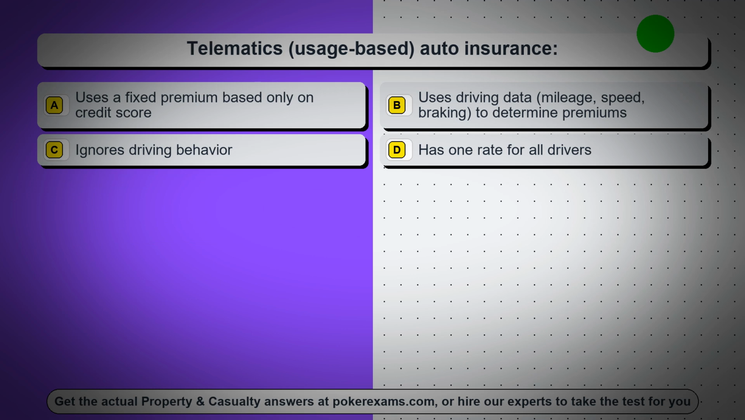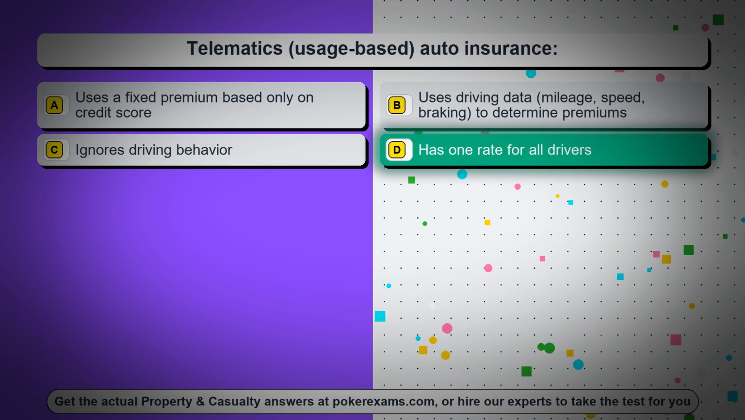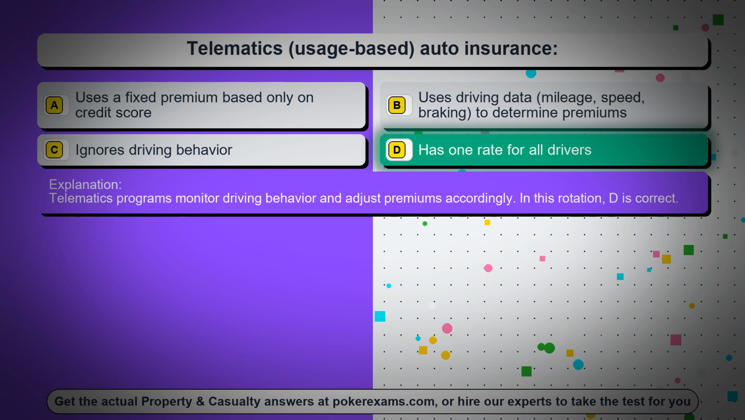Question 98. Telematics, usage-based auto insurance. Option A, uses a fixed premium based only on credit score. Option B, uses driving data, mileage, speed, braking, to determine premiums. Option C, ignores driving behavior. Option D, has one rate for all drivers. The correct answer is option D, has one rate for all drivers. Telematics programs monitor driving behavior and adjust premiums accordingly. In this rotation, D is correct.